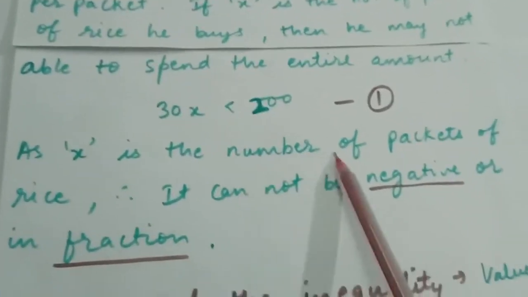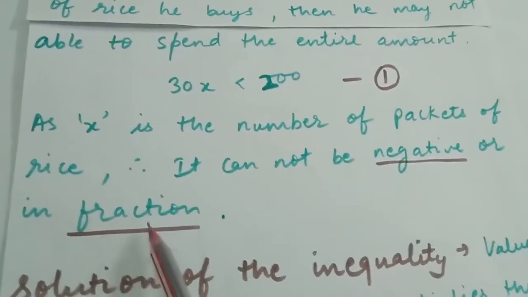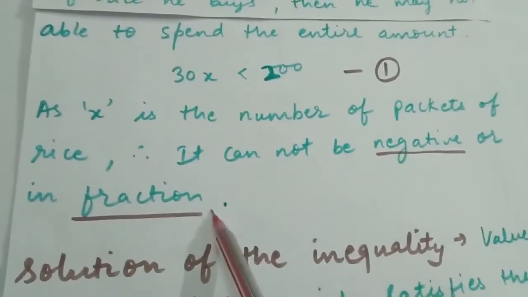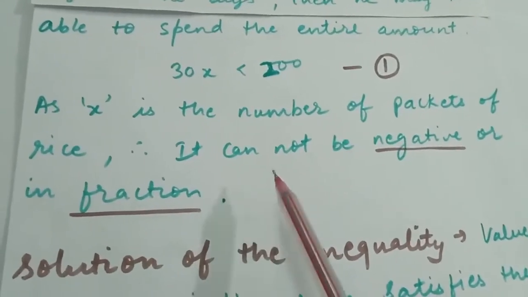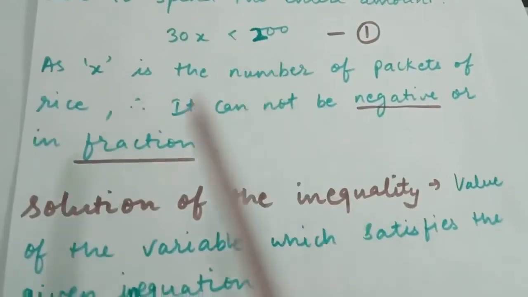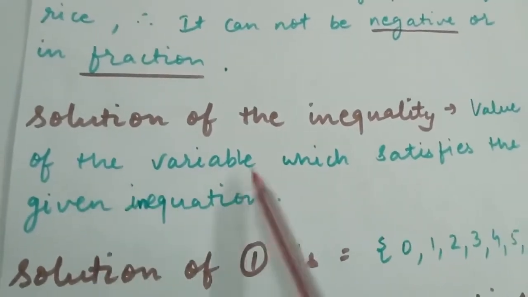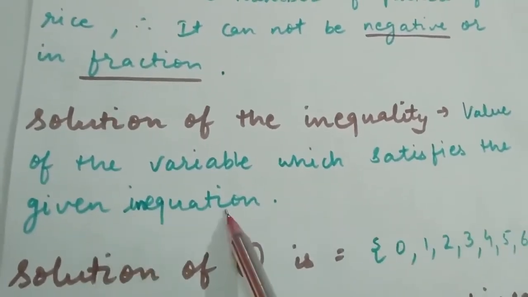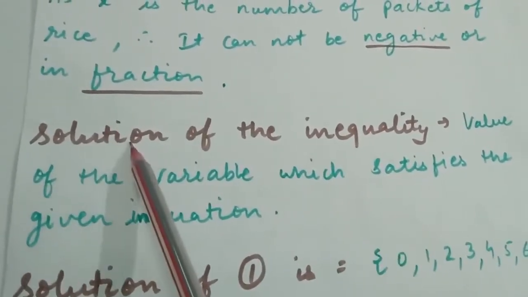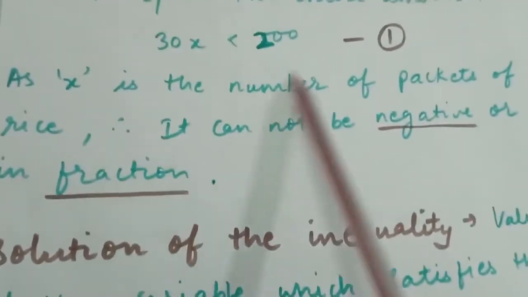Here x is the number of packets of rice, therefore it cannot be negative or a fraction, right? x is the number of packets he is purchasing, so it cannot be negative or a fraction. It will be a natural number or it can be 0. So now to find the solution of this inequality, first we will understand what the solution of an inequality is. The value of the variable which satisfies the given inequality is the solution of the inequality. If you have to find the solution, then find those values of x which satisfy this inequality.